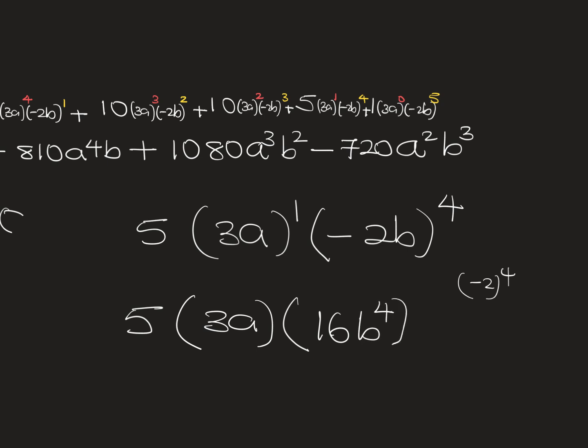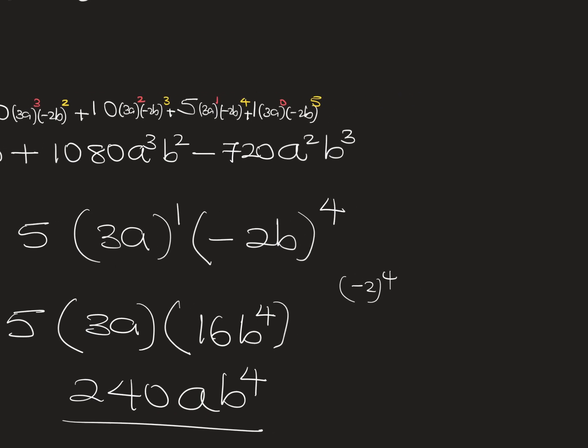So what do we do? We multiply the numbers. 5 times 3 times 16. 5 times 3 times 16 will have 240. So that will be 240a b to the power 4. Okay, it's a positive number, so we will add it. So it will be plus 240a b to the power 4.